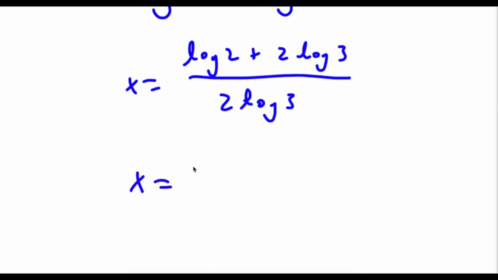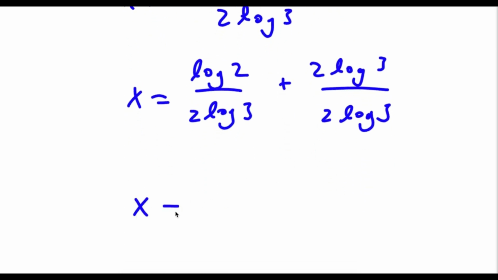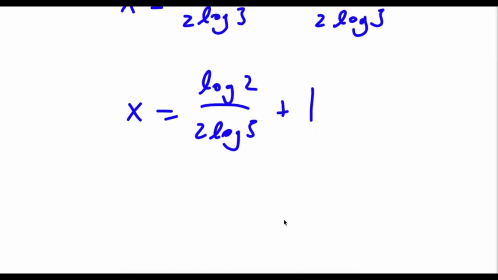Now this is the same thing as log 2 over 2 log 3 plus 2 log 3 over 2 log 3. And 2 log 3 over 2 log 3, that's simply equal to 1. So I have log 2 over 2 log 3 plus 1.